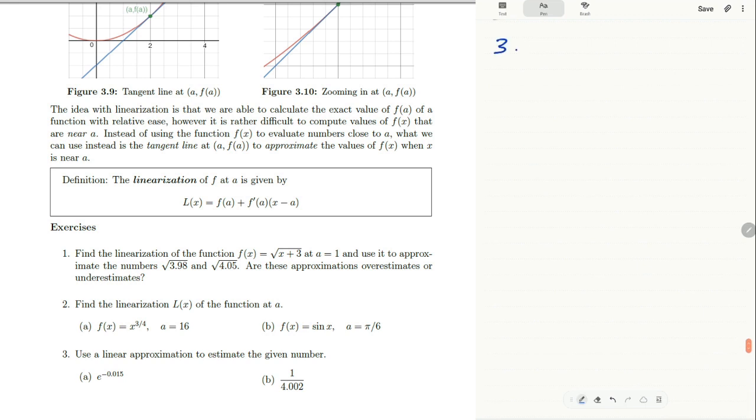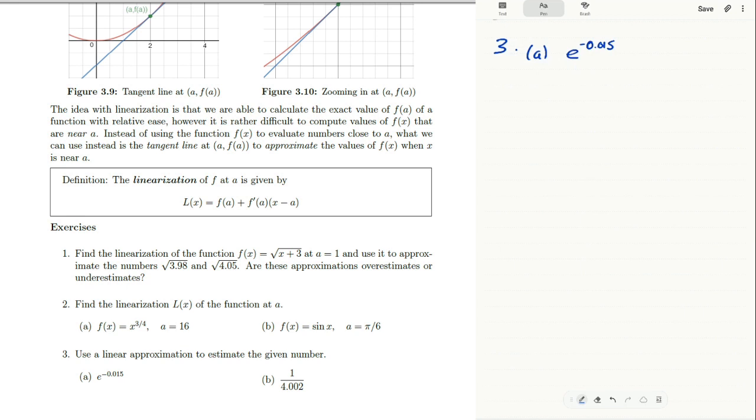Now in the third example, let's use a linear approximation to estimate the given number. So let's first approximate e to the power of negative 0.015 using a linear approximation. Here what we need to determine is the function f of x, as well as the value of a, where we want to find our linearization.